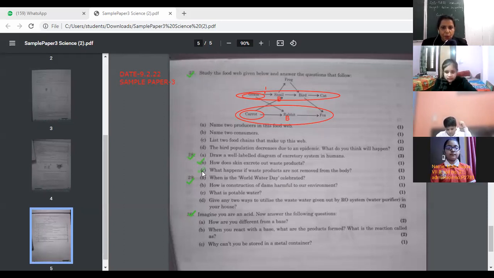Next, C part. What happens if waste products are not removed from the body? What will happen? Our body will not function properly. Okay, either the waste is removed by the excretory system or by the sweat. Anybody else want to give the answer for this question? What will happen if the waste products are not excreted from the body? We will not get any sweat on our body. Okay. Else also?